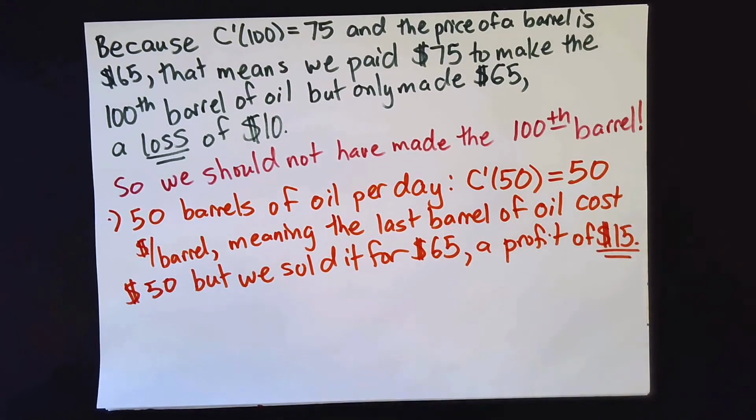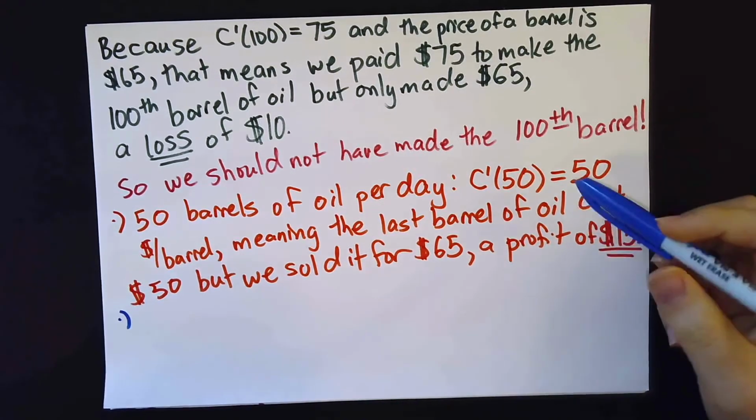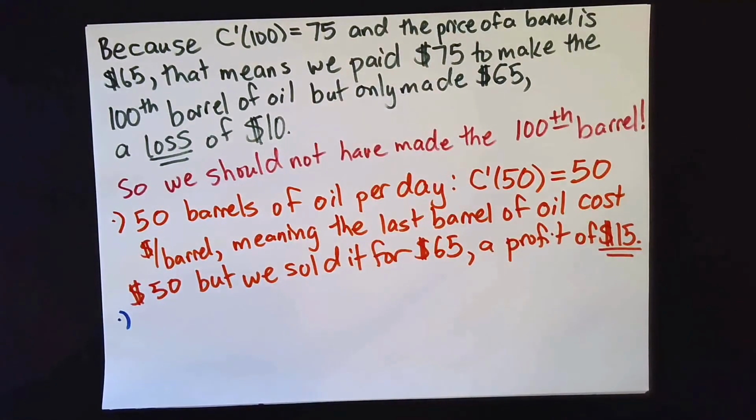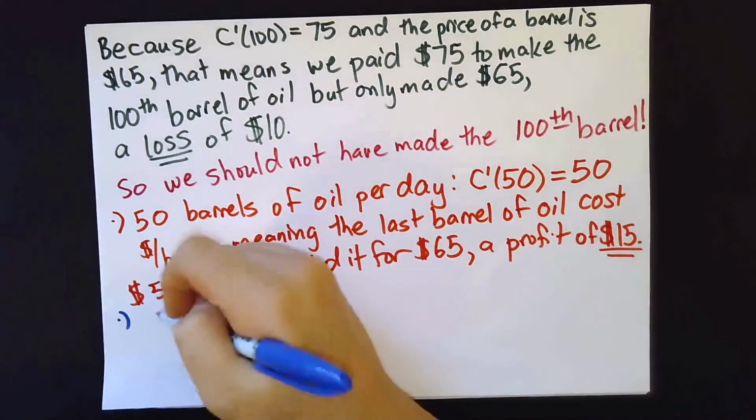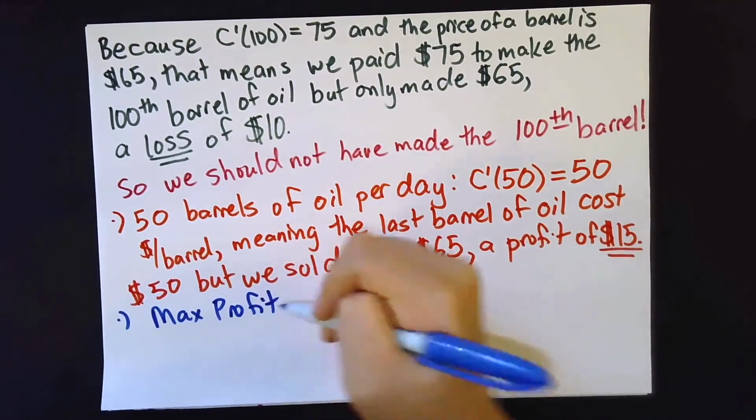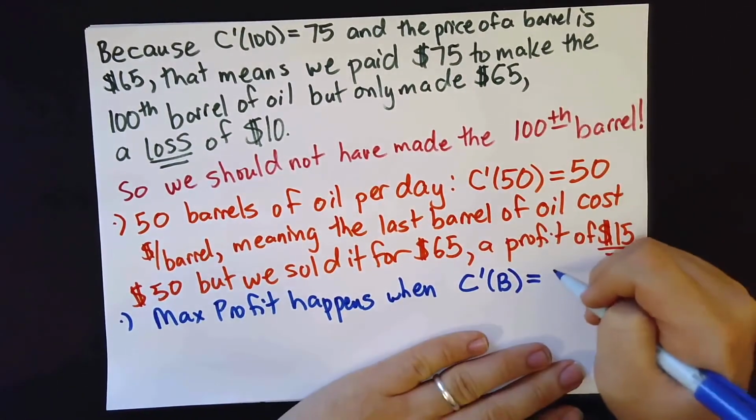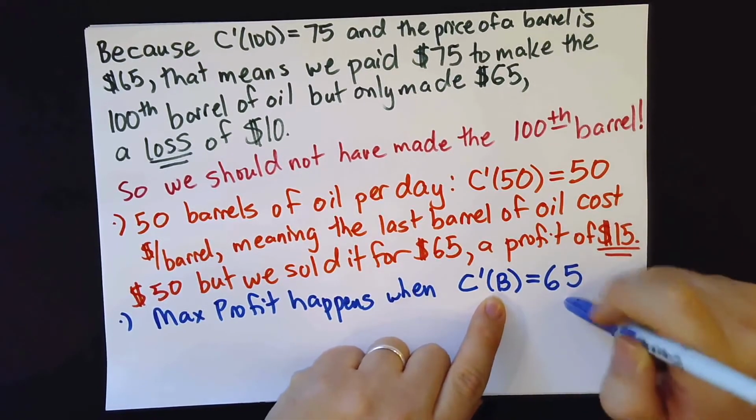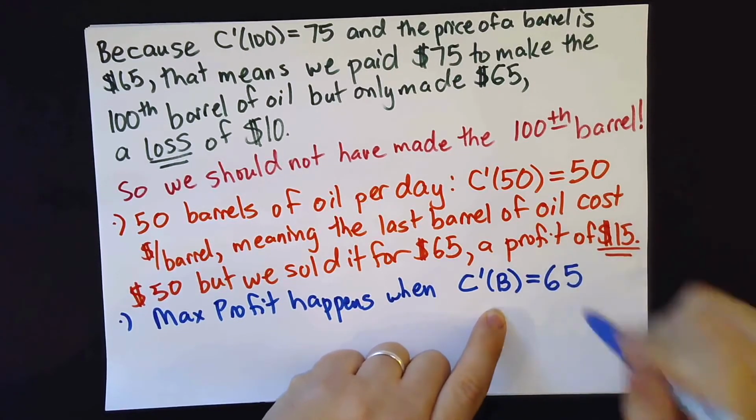And so what we find is that we actually maximize the profit by finding where the marginal cost is equal to our sale price. So we want to produce until the last barrel that we produced makes us no money. That is to say, we want to produce until the cost of producing the last barrel was $65. Because at that particular barrel, we're breaking even. Namely, we're paying $65 to make $65.